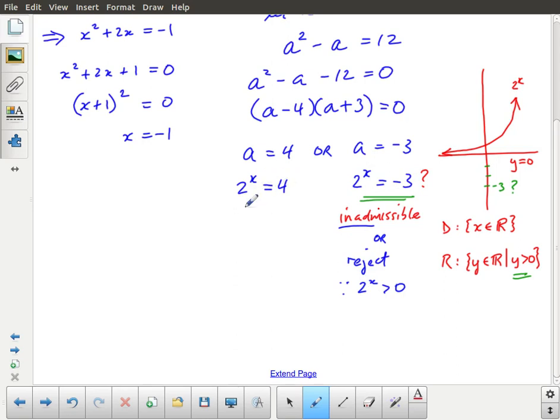2 to the x equals 4. Well, it can be equal to 4. That's a positive value. This seems valid. And now I get 2 to the x equals 2 to the 2, which implies that x itself must be equal to 2. Quite a bit more involved, as you can see.